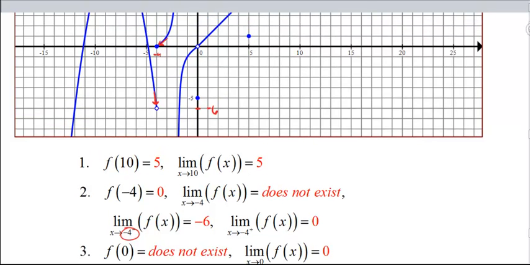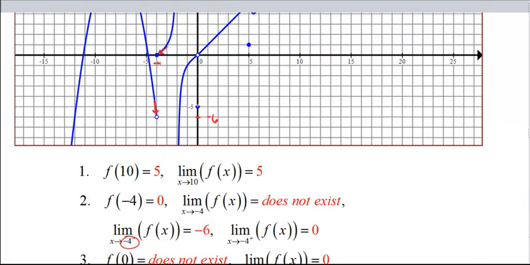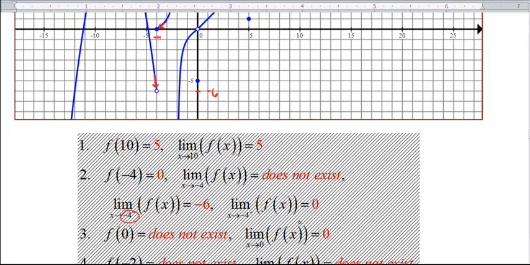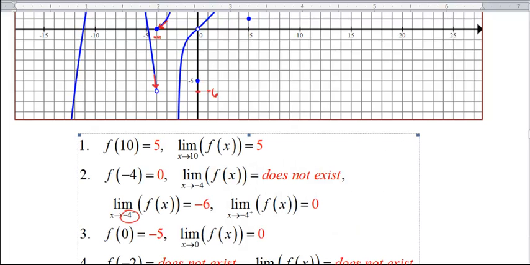F of 0 is undefined. No, that's wrong. There's a point there at -5. Let me fix that. Okay, give me just a second to correct that mistake. So it should be at -5. F of 0 is -5. There we go. We fixed that. But the limit as x approaches 0 is 0. So we have a hole in the graph right there at 0, 0, but we got an isolated point down here at 0, -5.